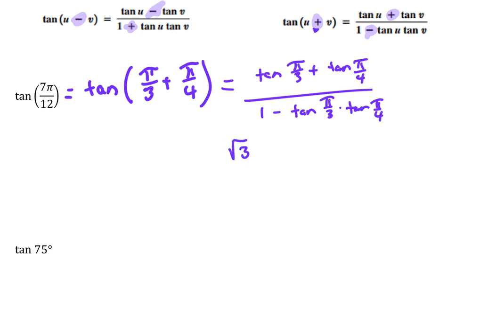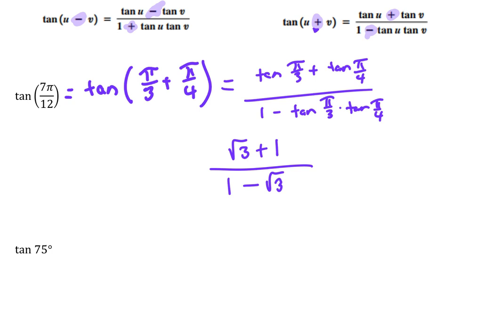So root 3 plus, and then tangent of pi over 4. Chloe? Numerator of the y over numerator of the x. 1. There you go. So we get square root of 3 plus 1. That's our numerator, all over 1 minus, and then whatever values we just got, we're going to multiply them together. So the square root of 3 times 1 gives us the square root of 3.